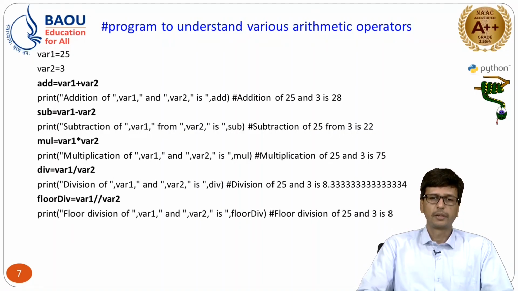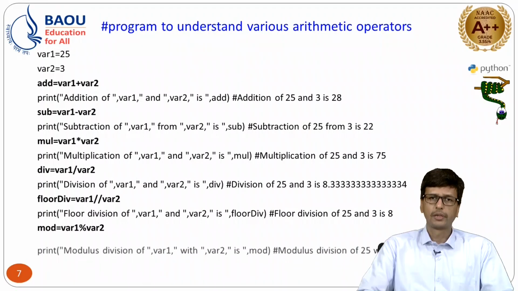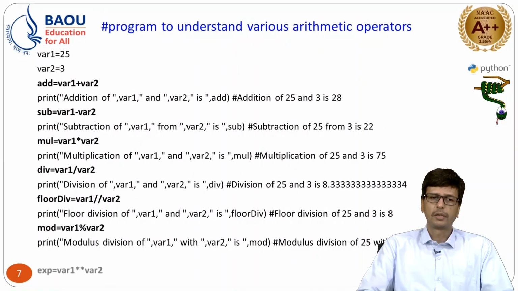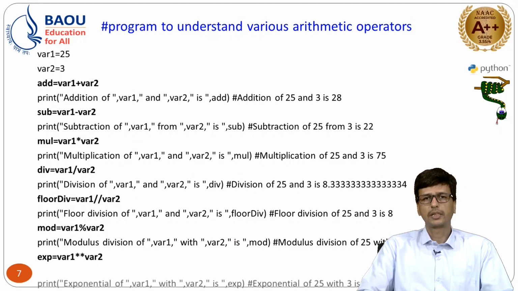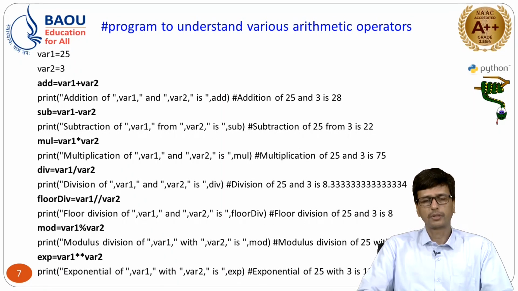If you are dividing two values, 25 and 3, so you are dividing 25 by 3, the result is 8. Whatever the values after the decimal point, they will be discarded if you are using floor division, that is the double slash sign, right. Then the modulus operation gives you the remainder, and then the double star, that is the power operation or raised to operation. So here 25 raised to 3, that is 25 into 25 into 25, that will be printed here. So this is all about the arithmetic operators.